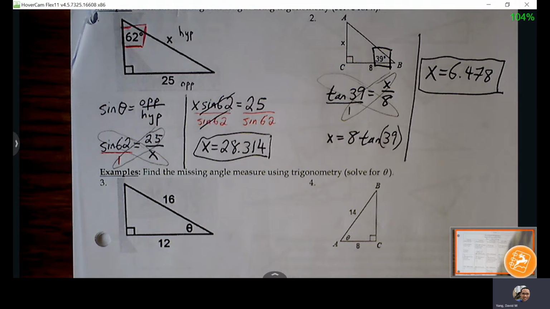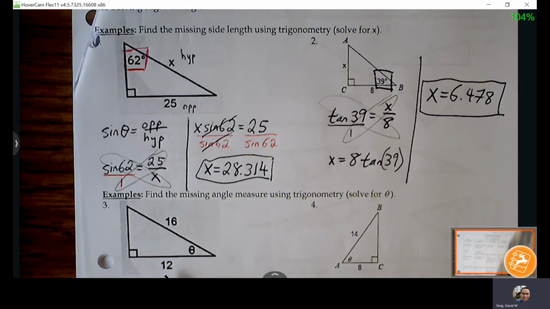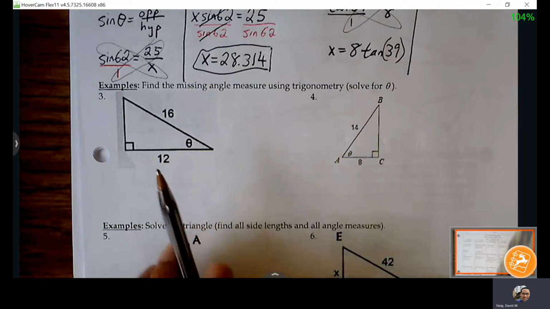So number 1 and 2 are examples of finding a missing side of a right triangle. Now 3 and 4 is a little bit different because now we're trying to target a missing angle. We're still going to set up the same way. We're still going to set up our trig equation, identify whether we want to use sine, cosine, or tangent. But then the next step is going to be a little bit different because we're finding a missing angle and not a missing side. But you're going to see that this setup is going to feel initially the same.